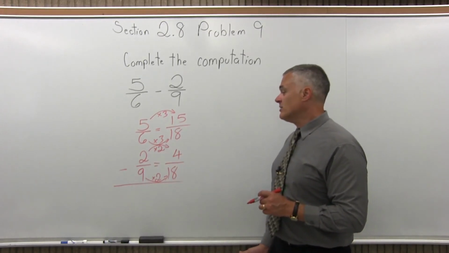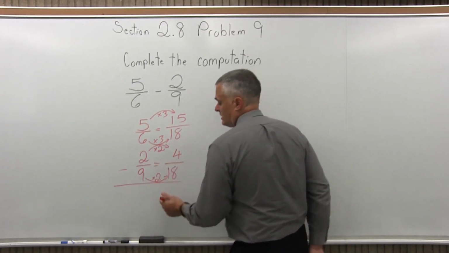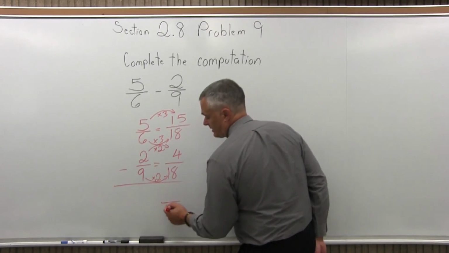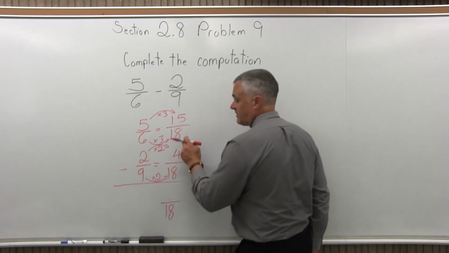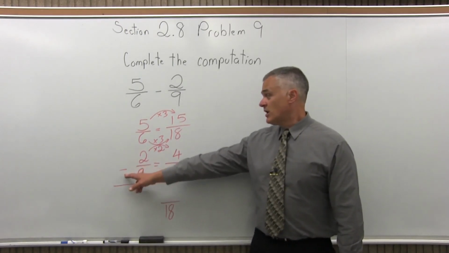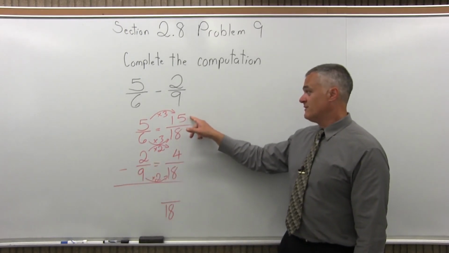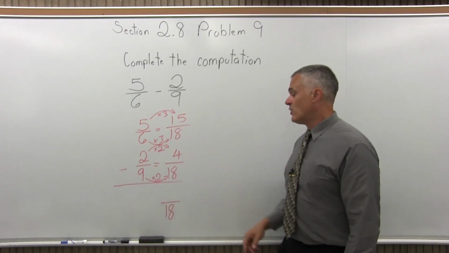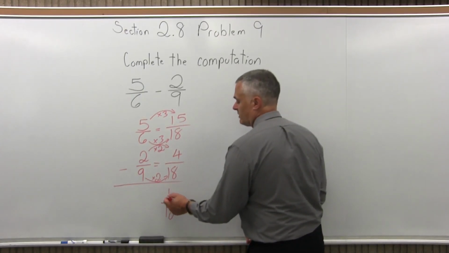Now what I can do is combine the numerators. So the denominator for my answer will be whatever the common denominator is in my computation, in this case 18. And now this is a subtraction problem, so I'll subtract the numerators. 15 minus 4 is 11. So I have 11 over 18.